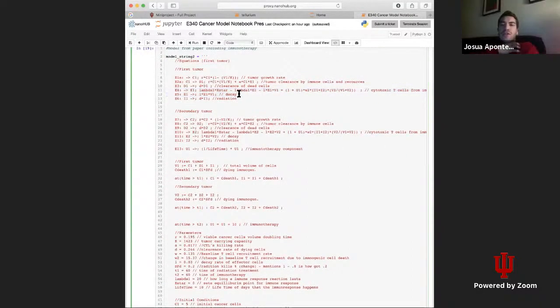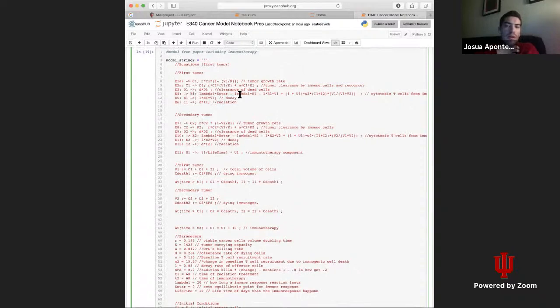Mercedes, I have a question. Yeah. How does the immunotherapy interact with the other variables of the model? I guess the other way of saying it is, how is the immunotherapy represented in the model?